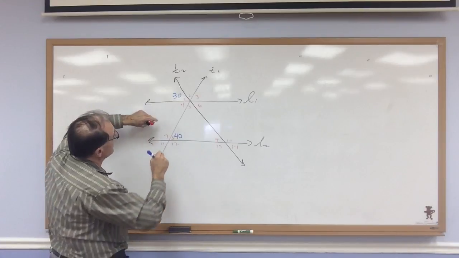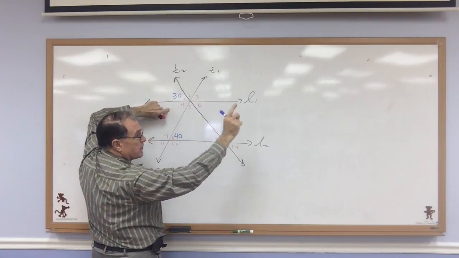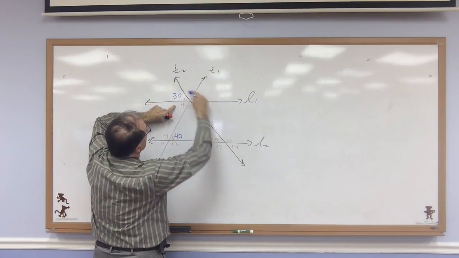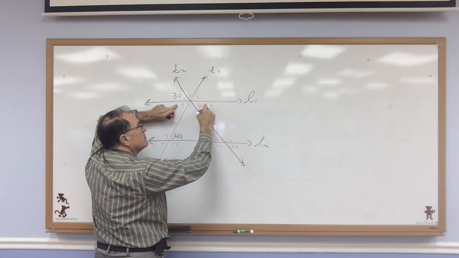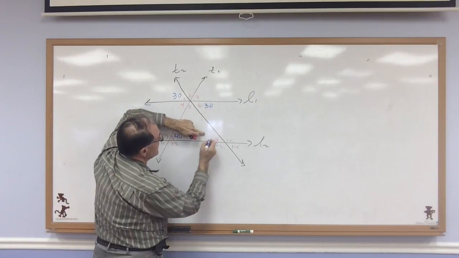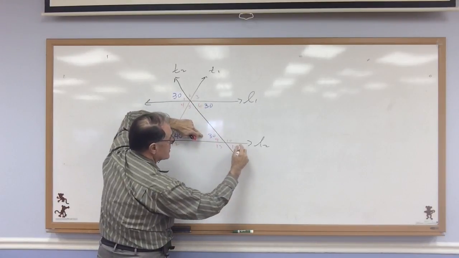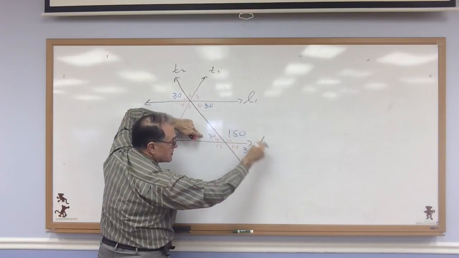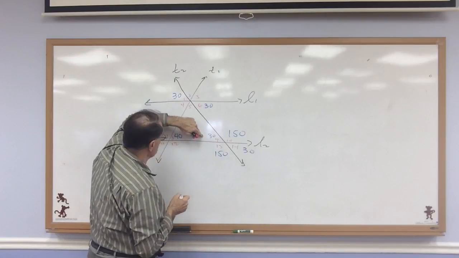Now, I've got to be careful. You see now 30 and 6 are vertical, because remember, vertical angles are formed when two lines intersect. When L1 intersects T2, 1 and 6 are vertical, so 6 is 30. Now, since 6 is 30, 9 is 30 because they are alternate interior, which makes 14 30 because they're vertical, which makes 10 150 because they're supplementary. 13 is also 150 because they're vertical.